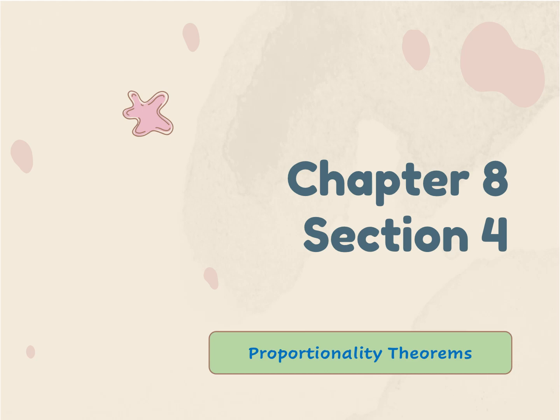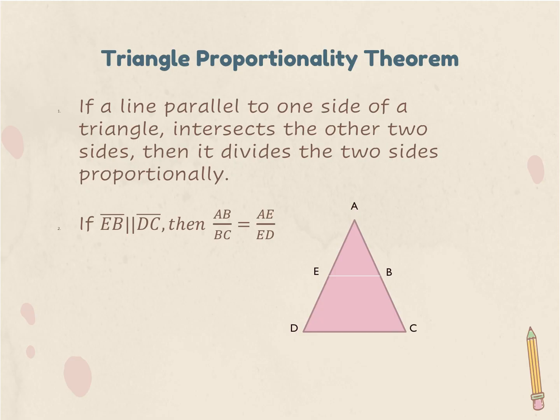Today we're going over Chapter 8, Section 4, Proportionality Theorems. So the triangle proportionality theorem states, if a line parallel to one side of a triangle intersects the other two sides, then it divides the two sides proportionally. So it means that if segment EB is parallel to segment DC, then AB over BC equals AE over ED.